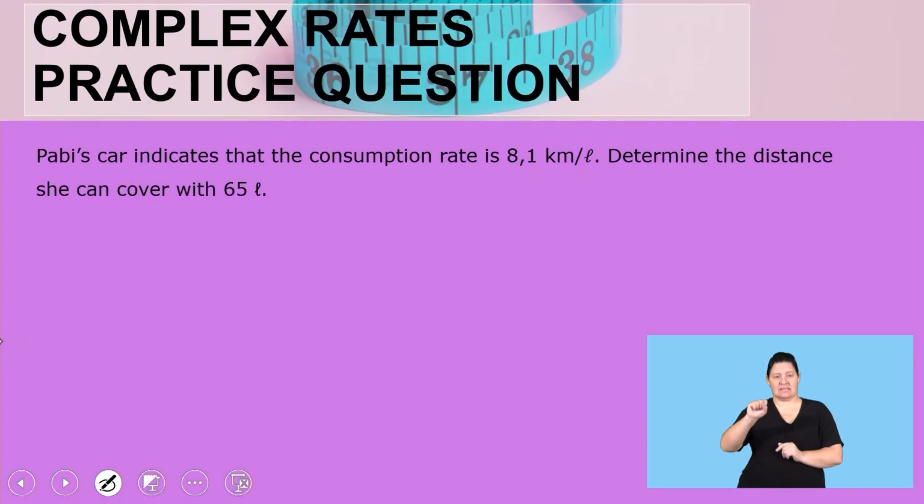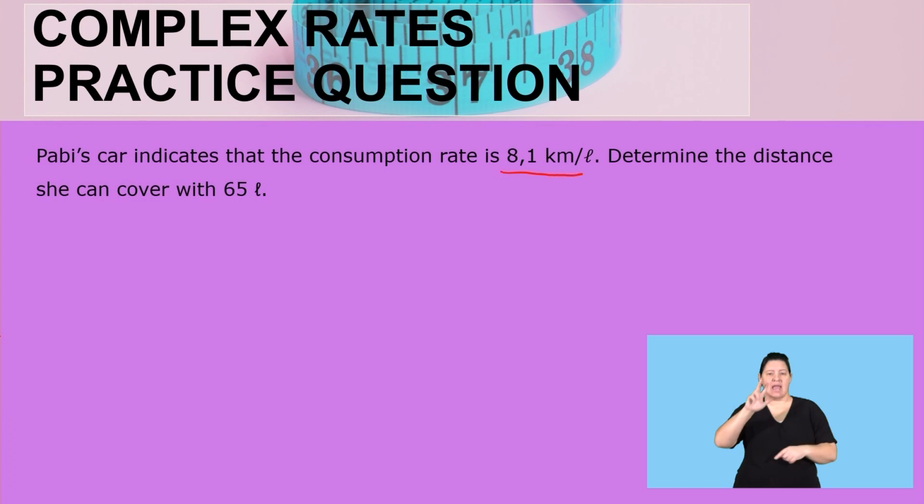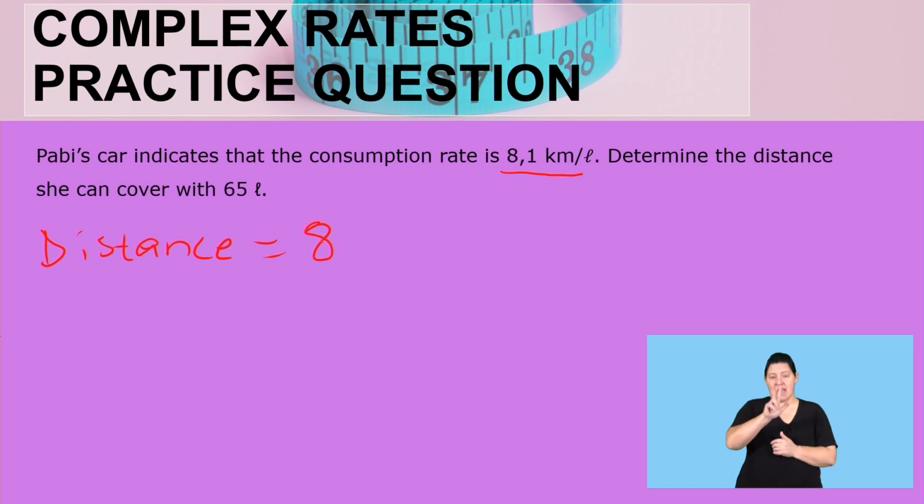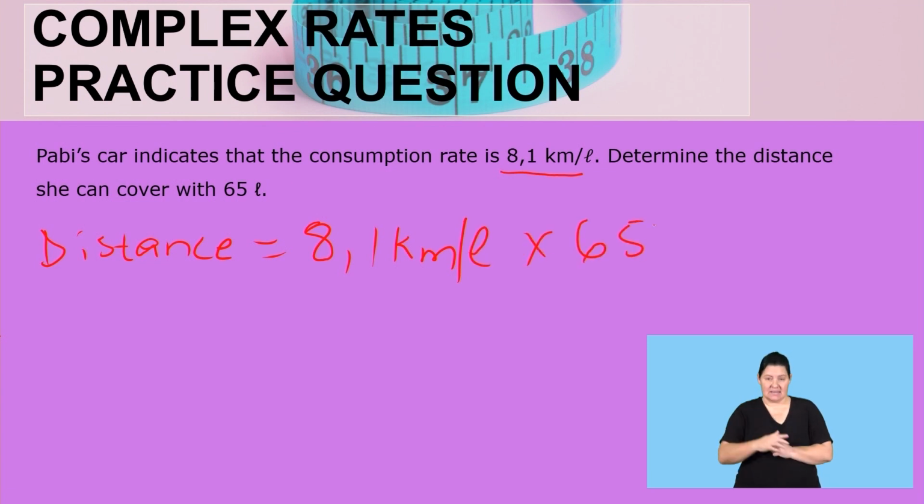The next question is, Pabi's car indicates that the consumption rate is 8,1 kilometer per liter. Determine the distance she can cover with 65 liters. Remember, when we determine the distance, we will now multiply. So to calculate the distance, we will then say distance equals 8,1 kilometer per liter. We multiply this by 65 liters. So we can multiply together.